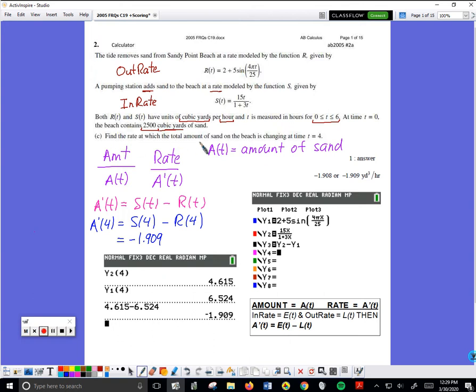They didn't expressly ask for units, but you should always write them just in case. So this is the rate at which A changes. A is measured in cubic yards of sand. So cubic yards, and it's per hour.